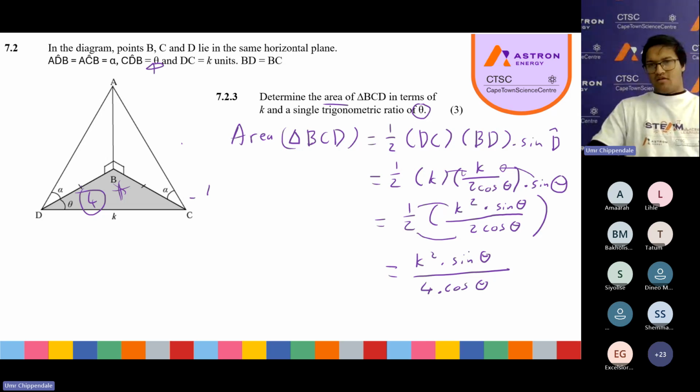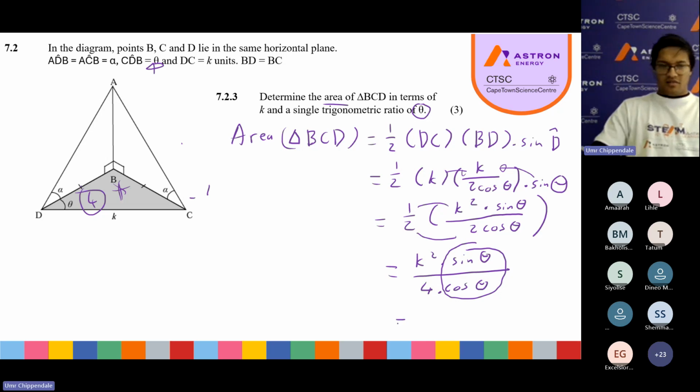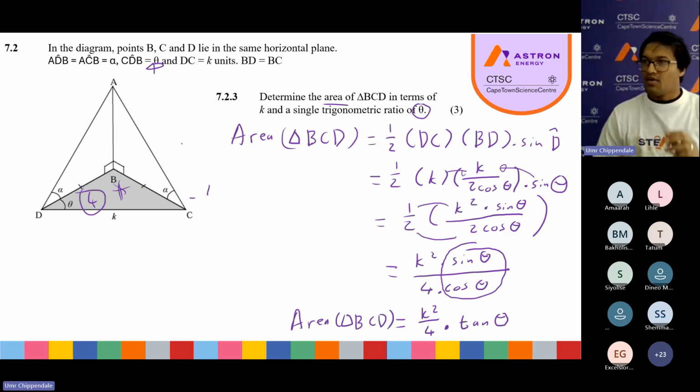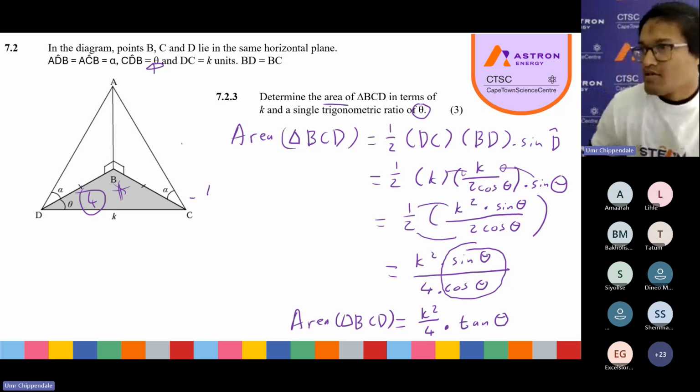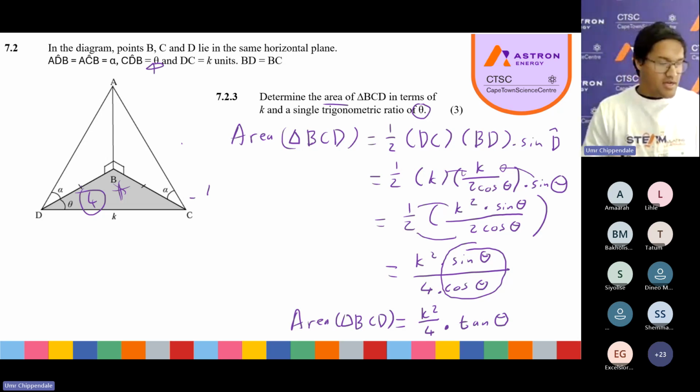Now something should look familiar to you guys. Here you'll see you have the sine over cos. So that's another identity. So what you can say is that K squared over 4 times tan theta is basically the area of triangle BCD. Everyone understand how I got that? Right. So that's how we get it. Okay, so that was 7.2.3.